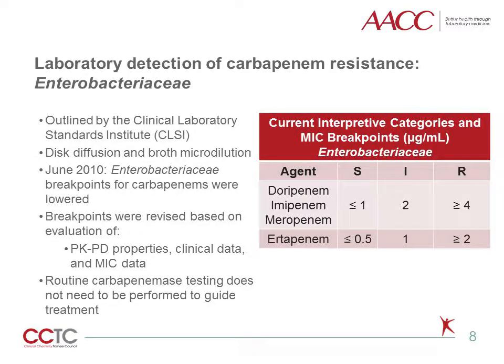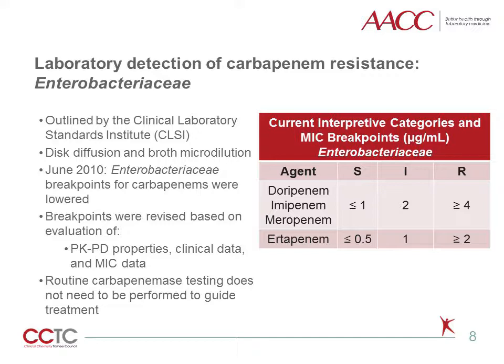The Clinical and Laboratory Standards Institute, or CLSI, outlines methods for laboratory detection of carbapenem resistance in their M100-S27 document, Performance Standards for Antimicrobial Susceptibility Testing. Methods include disk diffusion and broth microdilution. In June 2010, CLSI lowered the Enterobacteriaceae minimum inhibitory concentration, or MIC, breakpoints for carbapenems. The MIC is the minimum concentration of antibiotic required to inhibit growth of an organism. The current interpretive categories and breakpoints for Enterobacteriaceae are shown.